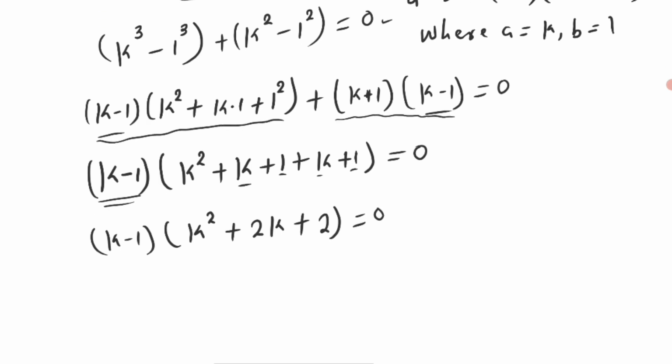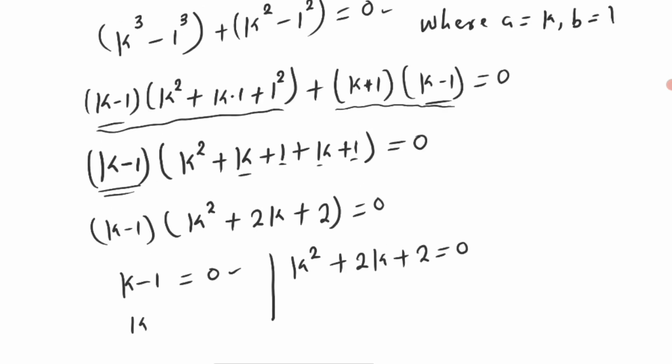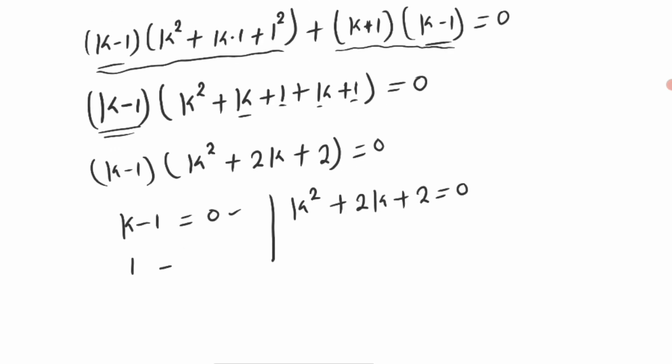There are two cases here. The first case is k minus 1 is equal to 0, and the second case is k square plus 2k plus 2 is equal to 0. Then from here, k is equal to 1. This is the first value of k.